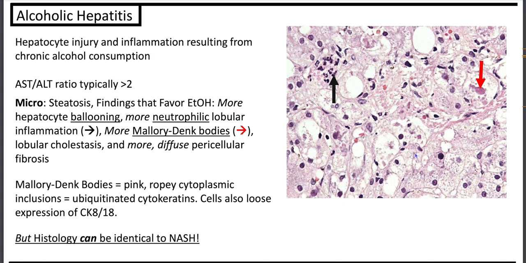And what are Mallory-Denk bodies? These are pink ropey cytoplasmic inclusions, and it's ubiquitinated cytokeratins. And these cells also lose expression of CK8 and 18.